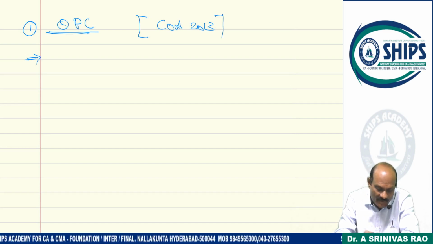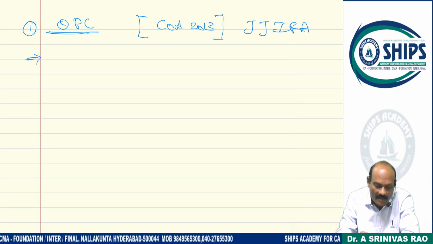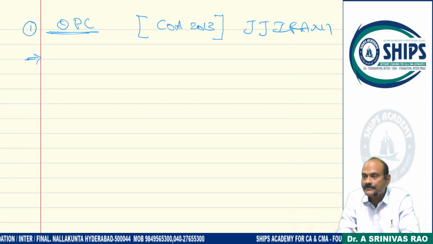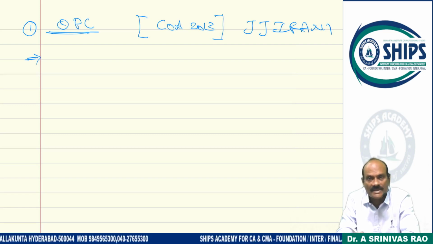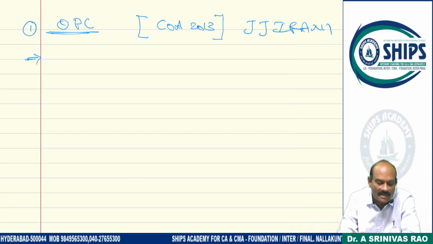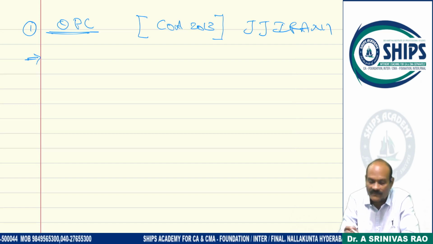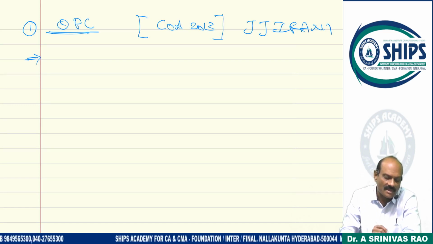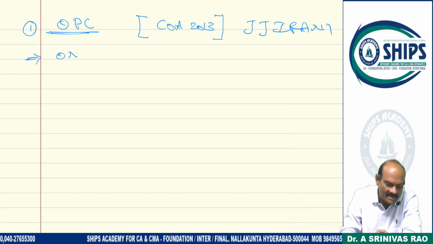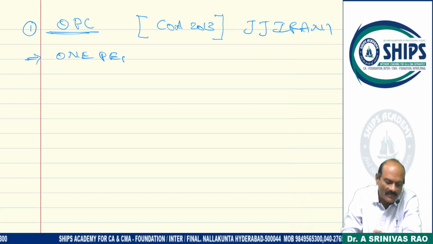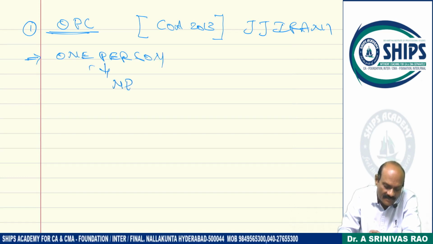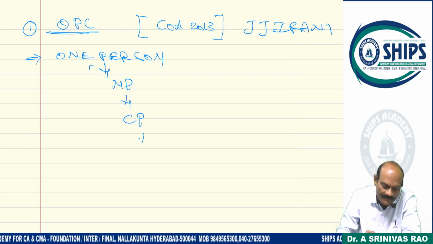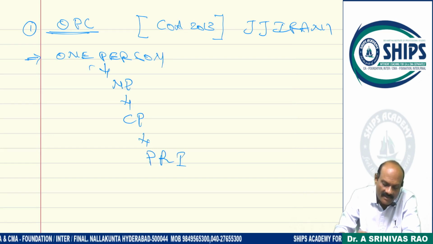This came into force according to recommendations given by the J.J. Irani Committee. The committee recommended that India can also have the OPC. According to its recommendation only, the concept was introduced into the Companies Act. Fine. If you want to start an OPC, how many people are required? Only one person is required. This person is a natural person, a competent person, a person resident in India.